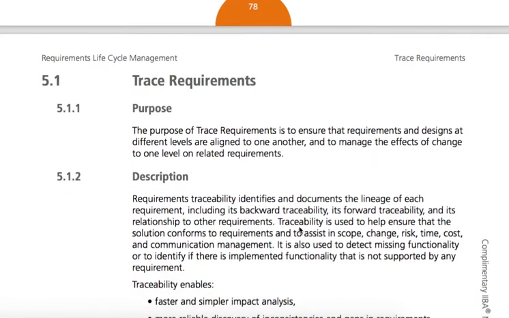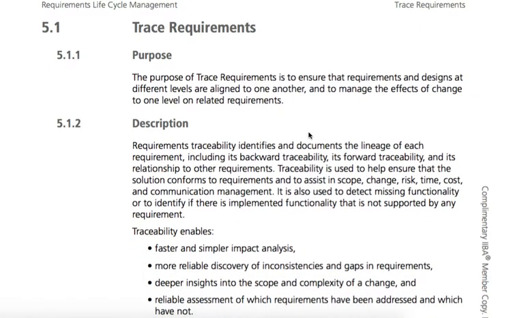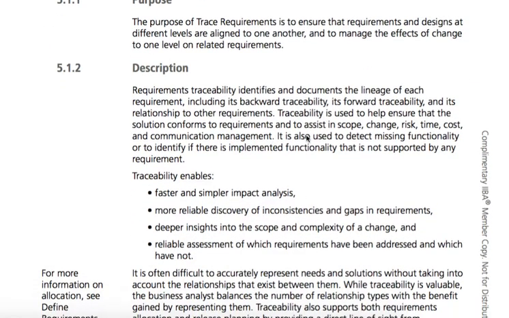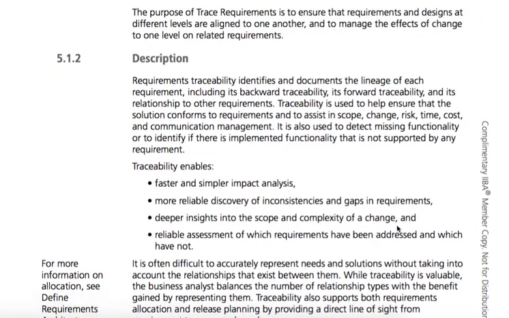Now, the purpose of trace requirement is basically to ensure that requirements and the designs at different levels are aligned to each other. We are able to trace them, right? And to manage the effects of a change to one level on related requirements. I'm just going to go back to our Excel sheet after a minute and show you how we have done this. Okay, and the traceability will enable faster and simpler impact analysis.